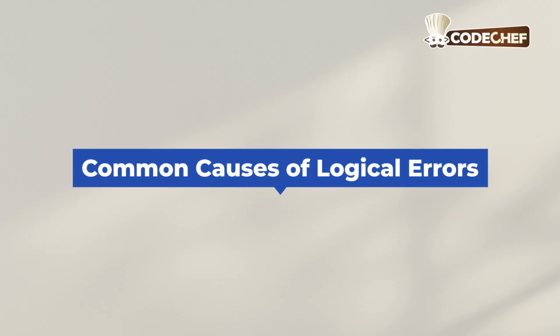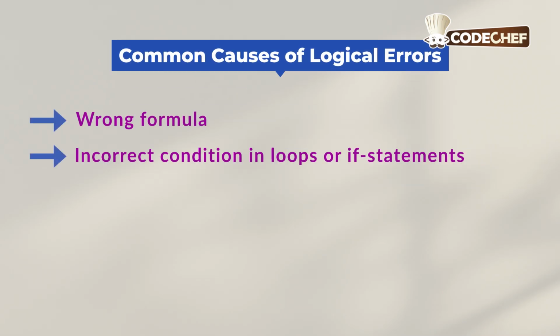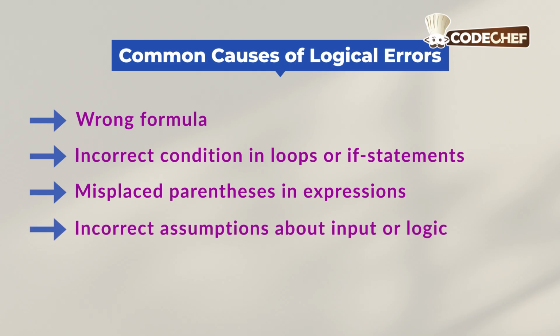Common causes of logical errors include wrong formula, incorrect condition in loops or if statements, misplaced parentheses in expressions, incorrect assumptions about input or logic, using wrong variables. So these are some great examples of logical errors. Now let us go to the CodeChef platform to see an example of logical errors in C++.